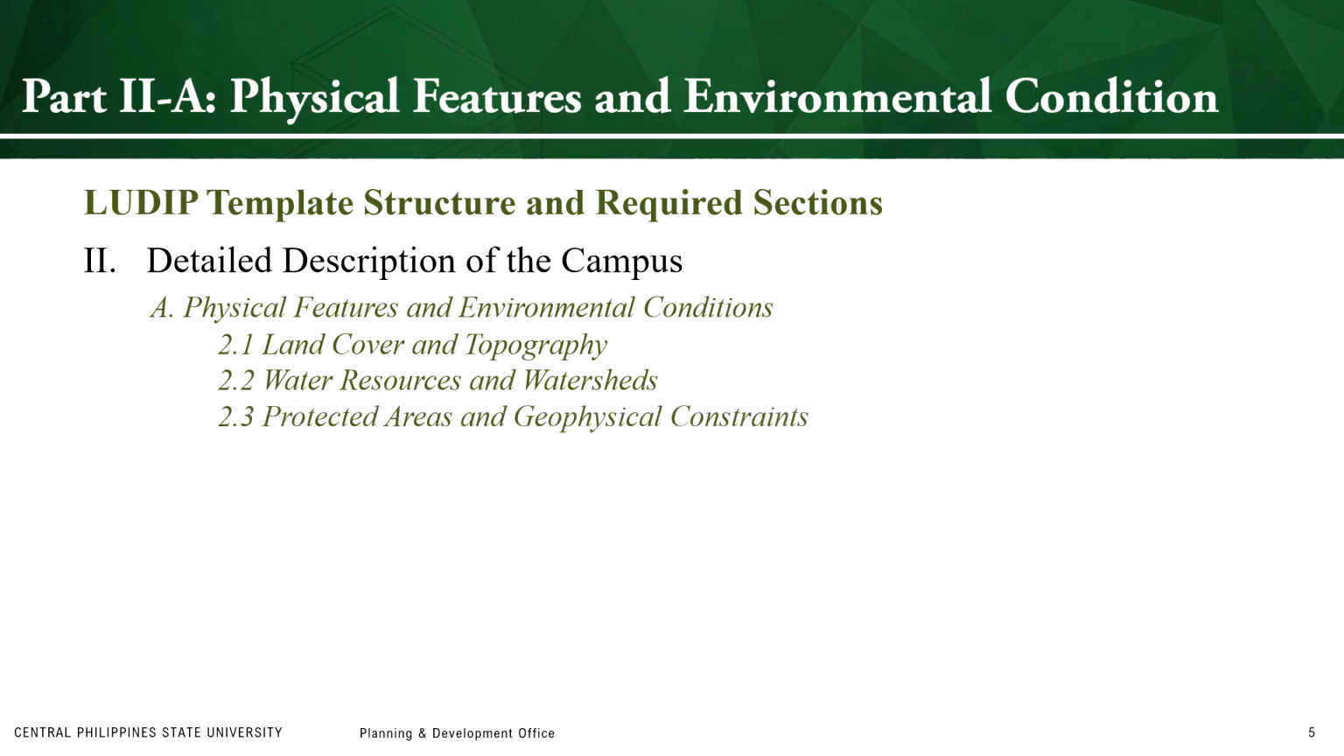Section 2.3, Protected Areas and Geophysical Constraints. This section identifies the environmental hazards and natural limitations that affect your land use decisions. You need to document landslide-prone zones, flood-prone areas, earthquake risks, erosion-prone terrain, and any volcanic, underground, or karst formations. It also includes licenses and permits related to natural resource use, such as those from the NWRB or DNR. Section 2.4, Thematic Maps. This section provides the spatial representations that support your land use analysis.